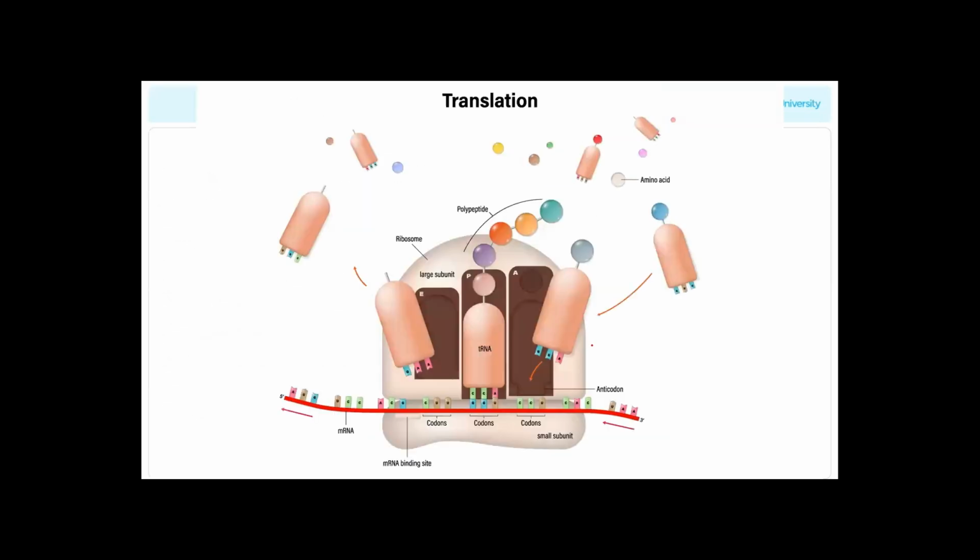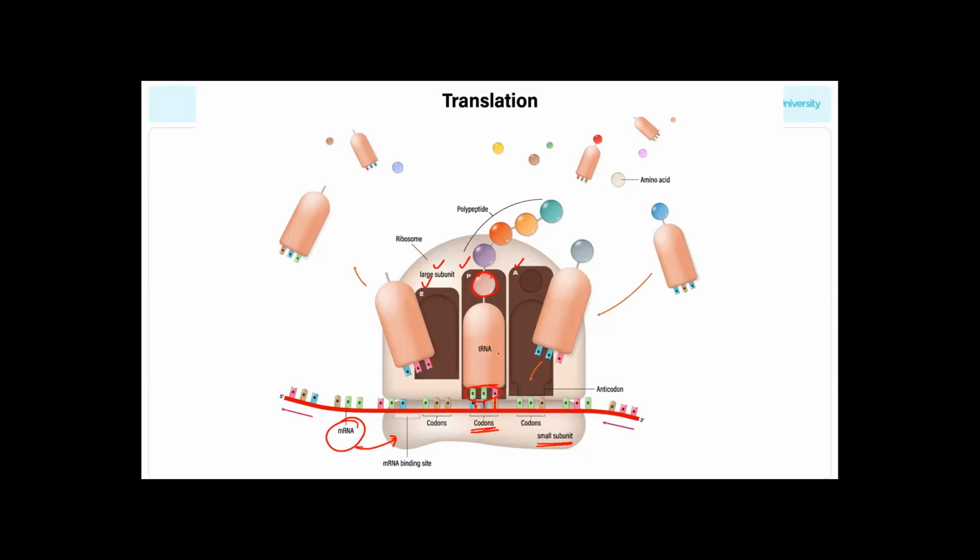So this is the translation process. This is the mRNA molecule which binds to the ribosome, which is having two subunits, the small and the large subunit. So this mRNA will be read by the ribosomes, and they will have three different sites, A, P, and E, where the tRNA molecules will be carrying the particular amino acids along with the anticodons. So these anticodons will be complementary base pairing with the codons present in the mRNA.